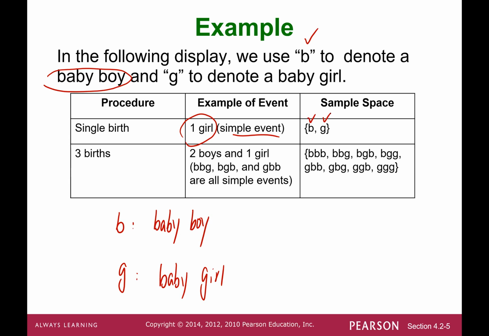Now if you think about checking 3 babies, and you get 2 boys and 1 girl, you may have boy, boy, girl, or boy, girl, boy, or girl, boy, boy. 2 boys, 1 girl. Here the order matters. So in this particular case, we have 3 simple events. So this is what we call a compound event.